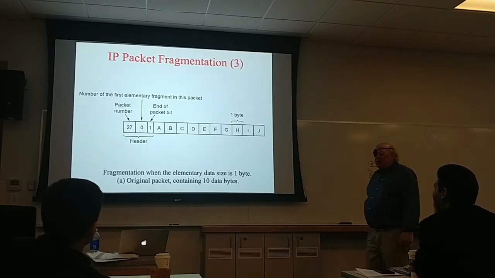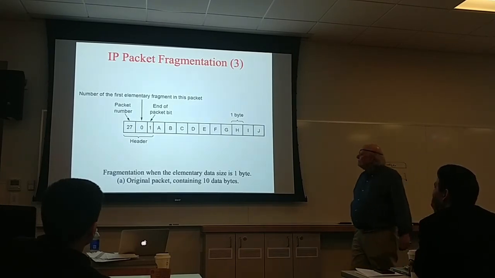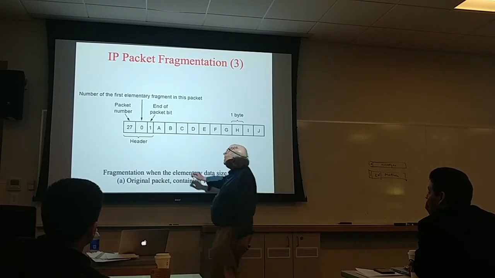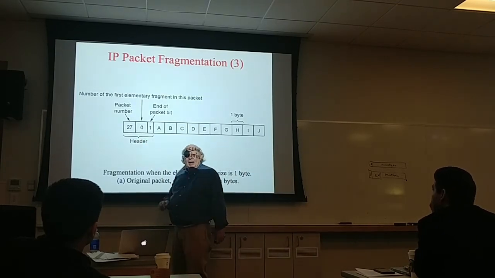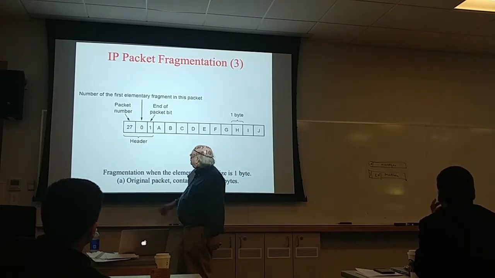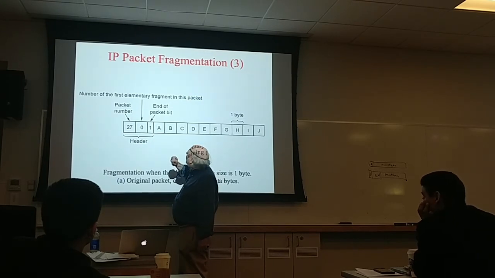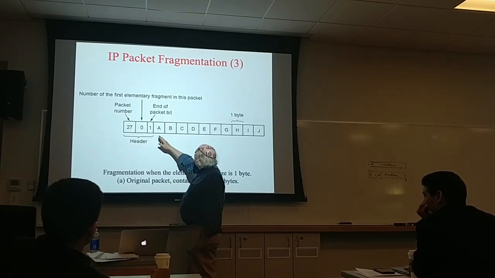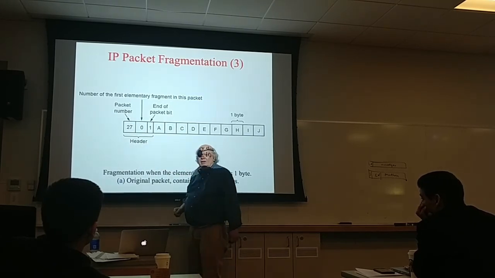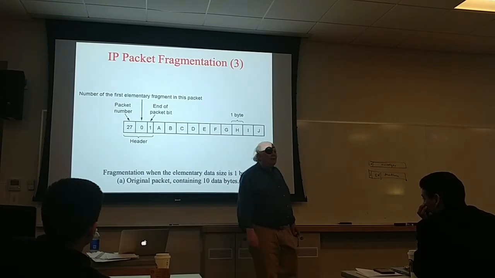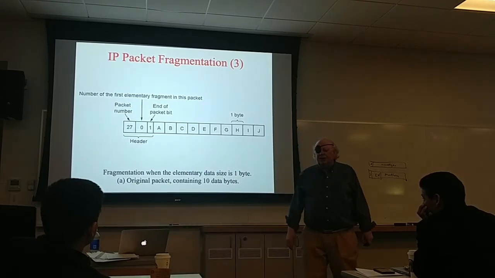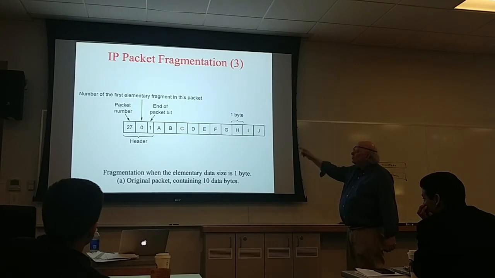Okay, so suppose here's our packet, a nice short one. It has a packet identifier, remember that packet identifier field, of 27. It has the number of elementary fragments in the packet, which is 0. Is this the last packet? Yes, it is, we haven't fragmented it. So this is the end. So it's set to 1, and there's the rest of it.